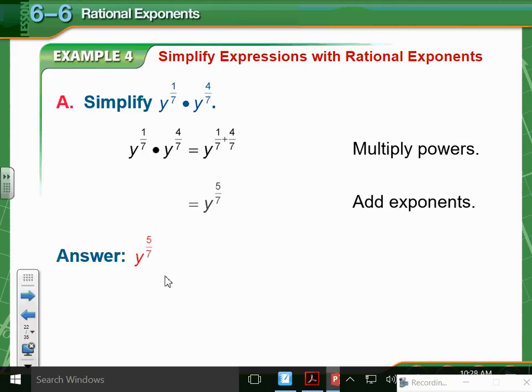And you could write it and leave it like that, as long as it didn't specify that it wanted it in radical form. This would be left in exponential form. If it says radical form, then you would need to put it as 7th root of y to the 5th.